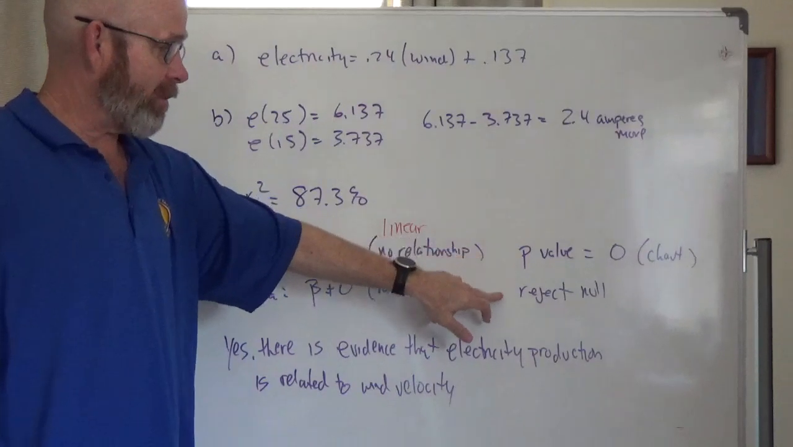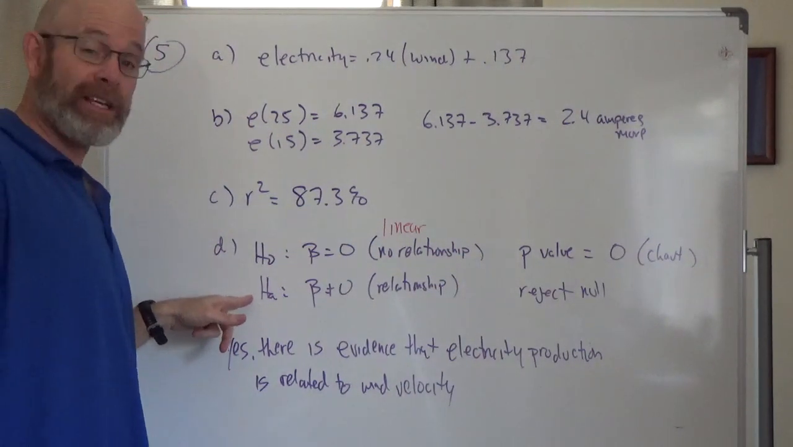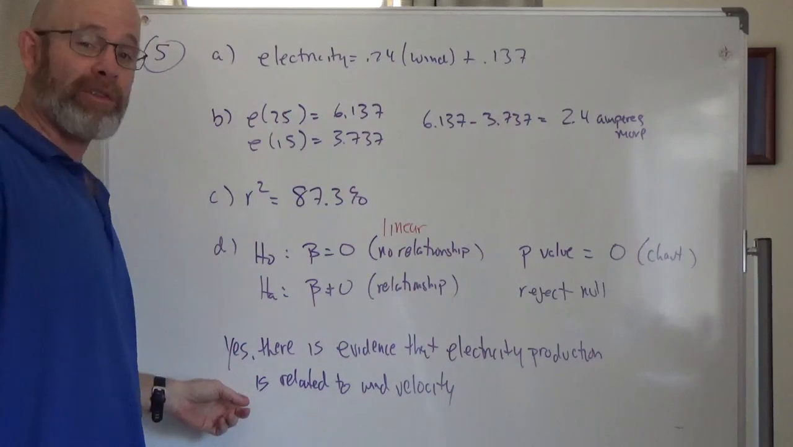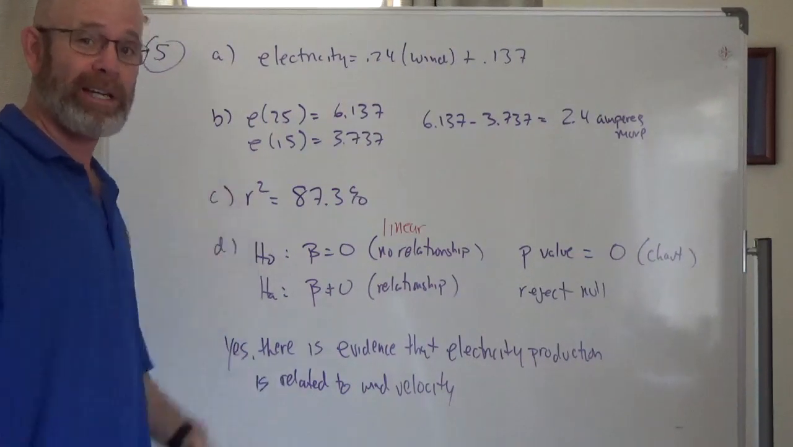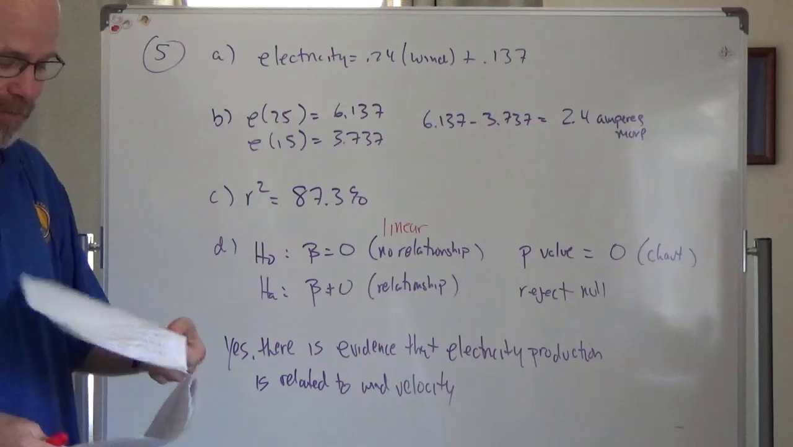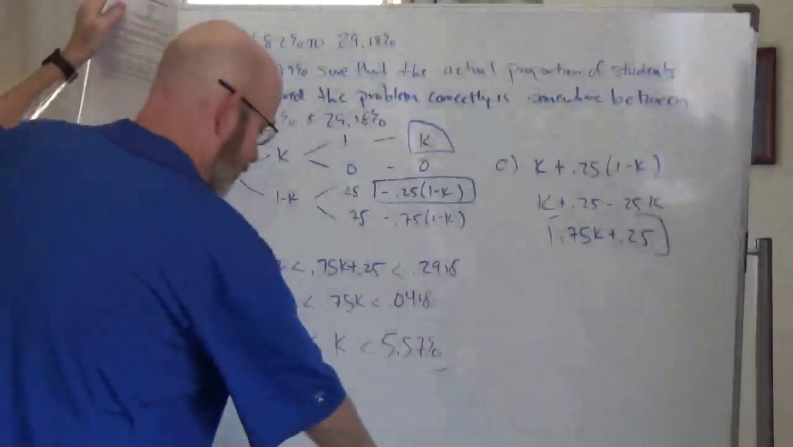So you are going to reject the null, which means there is evidence this slope's not 0, there is evidence that the electricity production is related to wind velocity, which I guess is a good thing because that's the whole idea of those windmills, yeah? So that's it for problem number 5. Moving on to problem number 6.